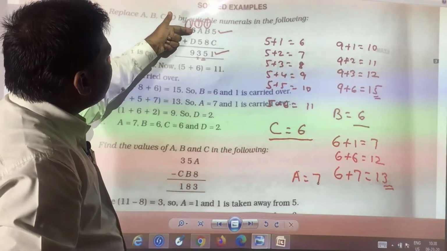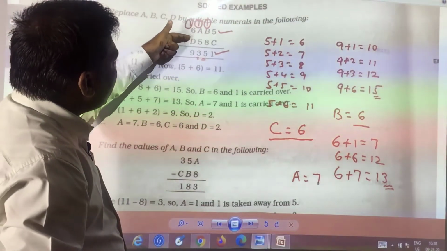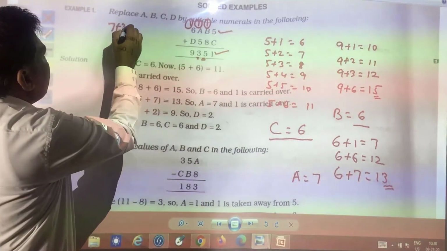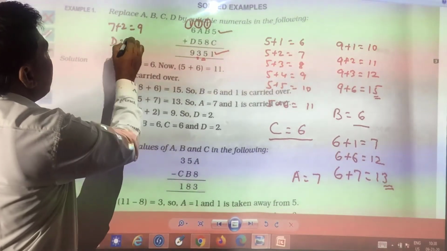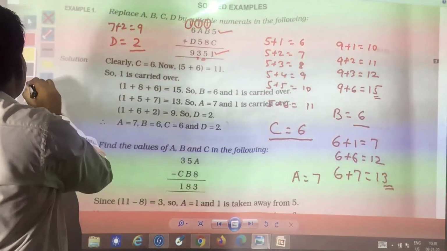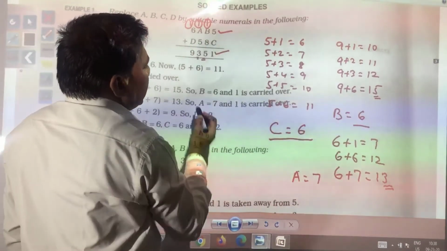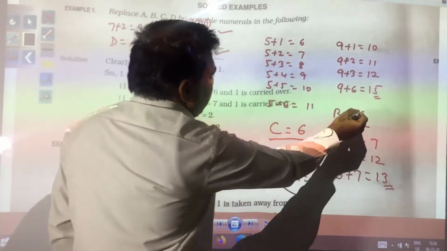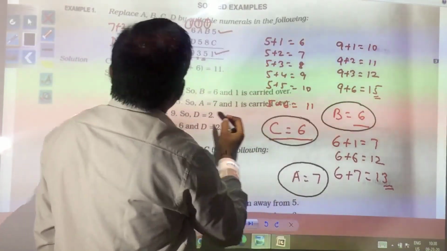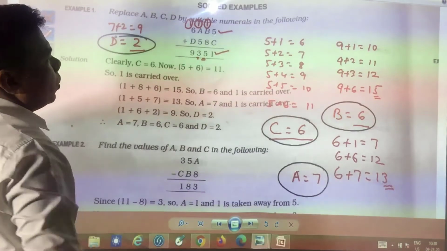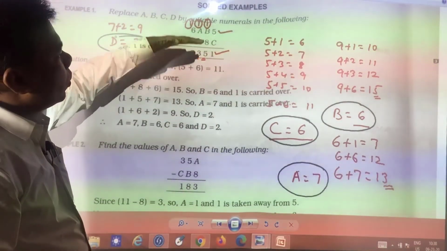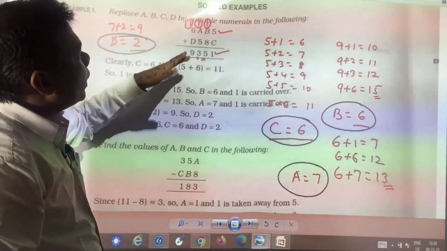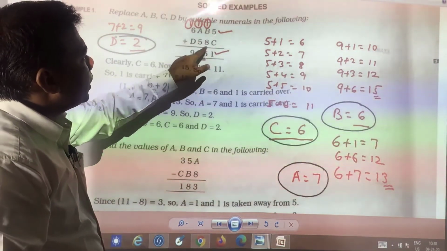Now, 1 and 6, 7 plus what will you write so that you will get 9? 7 plus 2 you will write, 7 plus 2 is equal to 9. So, D will be equal to 2. Finally, what you have got? A is equal to 7, B is equal to 6, C is equal to 6 and D is equal to 2. So, in this way you need to know what suitable numerals we will put in place of A, B, C and D.